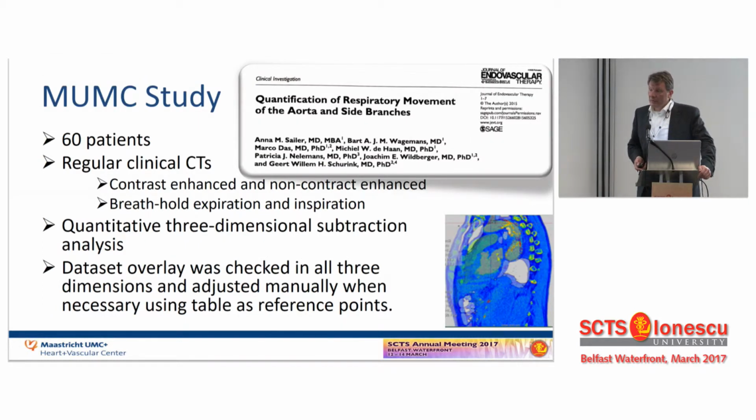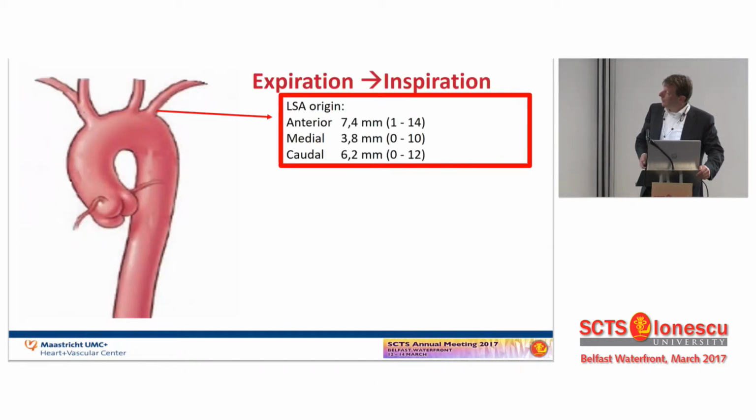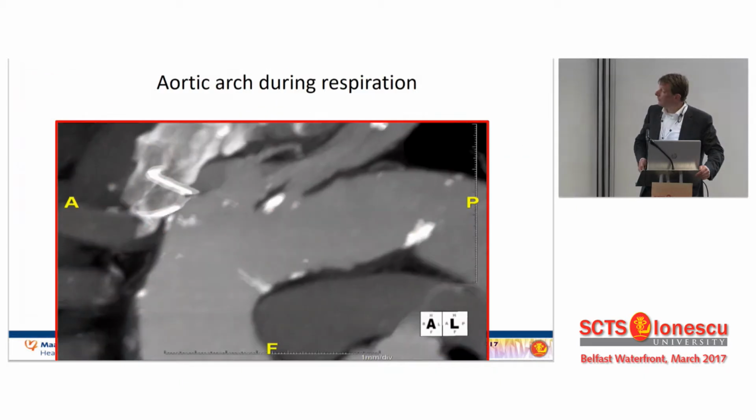We also looked at this in 60 patients where we did a CT scan in maximum inspiration and expiration and did a comparison, and you saw that here in blue the brachiocephalic trunk and left carotid and left subclavian orifice moved quite a lot in 3 directions. And if you translate that in a 3D vector, it's almost 1 centimeter movement in the arch, which you have to be aware of during deployment of your stent graft.